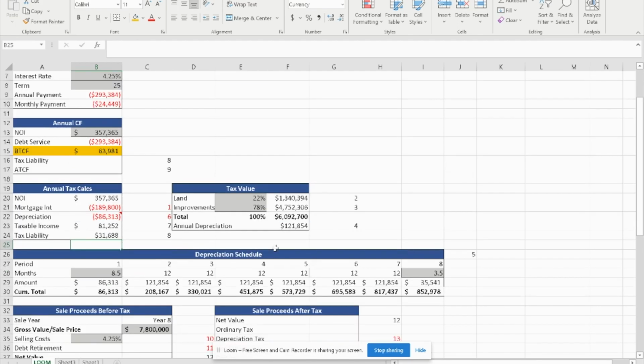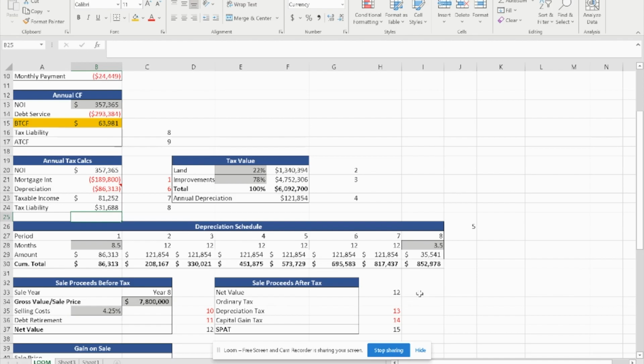We're going to go ahead and move over to step number 9, but first, step number 8, we completed it here, the tax liability. We have to bring it up here to continue the annual cash flow for this property. So step number 8, we completed that already. It's here, and the tax liability is $31,000.